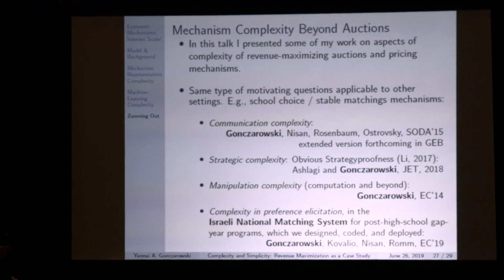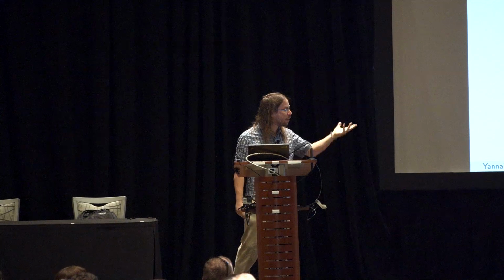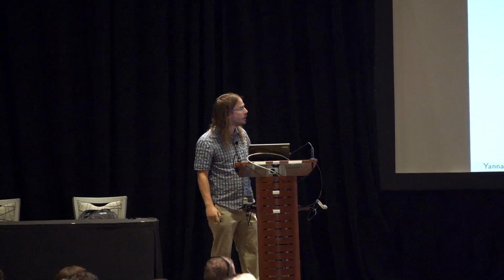So starting to wrap up. I've talked to you about various aspects of complexity and simplicity in revenue maximizing auctions, the pricing mechanisms. The same type of motivating questions are applicable to other settings. For example, I've worked a lot on school choice. You can ask questions about the communication complexity. How does it scale? Strategic complexity for various definitions of complexity, less numeric ones. Manipulation complexity, how hard it is to compute a manipulation. How complex is the manipulation? Complexity of preference elicitation. I talked about this yesterday.